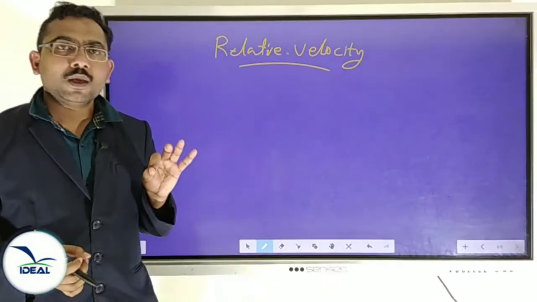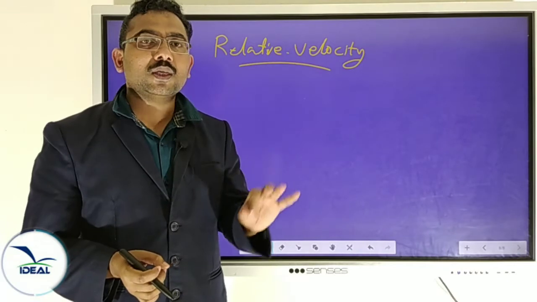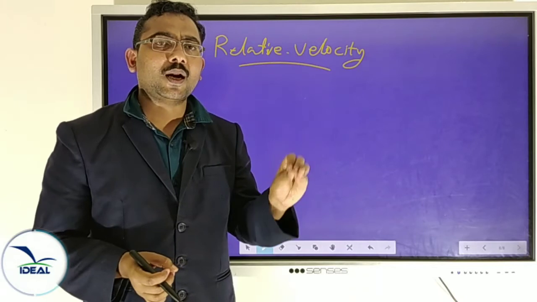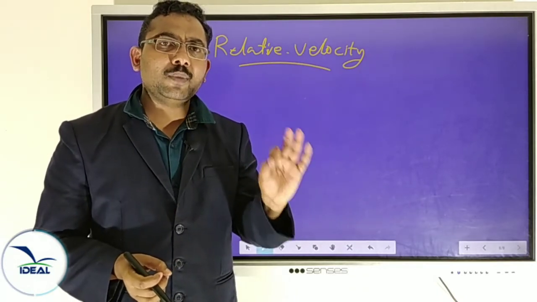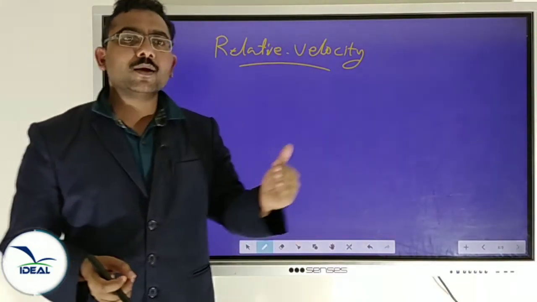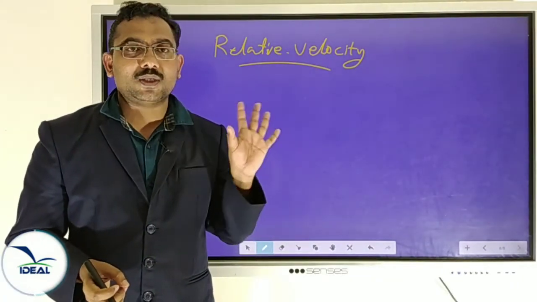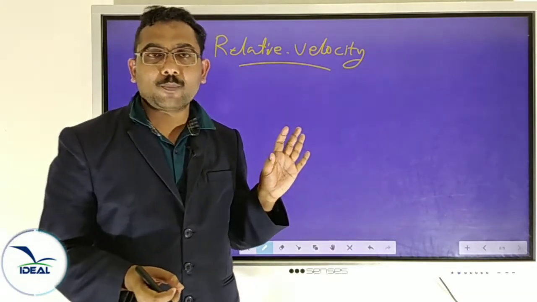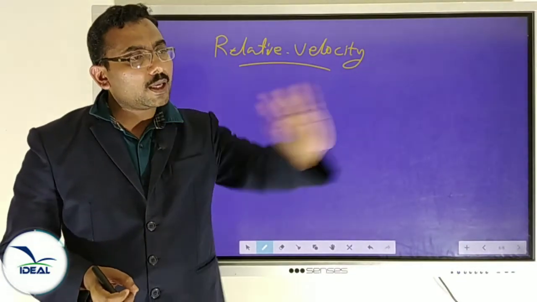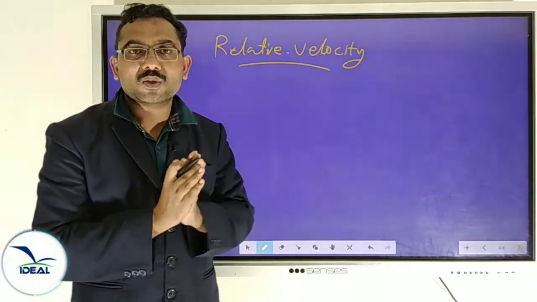If the velocity of a car is 40 km per hour, what is the meaning? The velocity of a car with respect to the road is 40 km per hour. But the road is at rest, therefore we simply say the velocity of the car is 40 km per hour. If the road or the platform is moving, then the velocity is called a relative velocity. If a train is moving and a boy is running through the running train in the opposite direction, then the velocity of the boy is a relative velocity, like that.